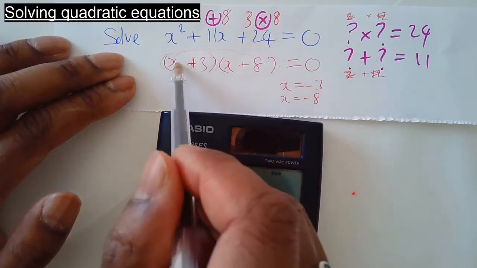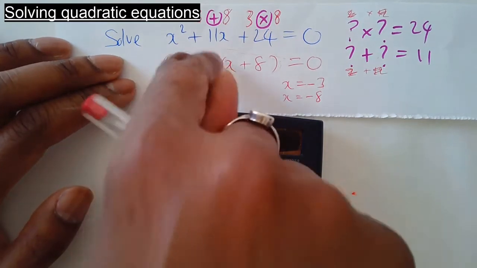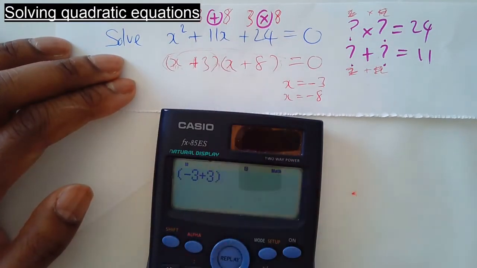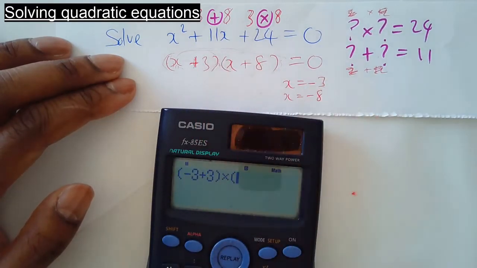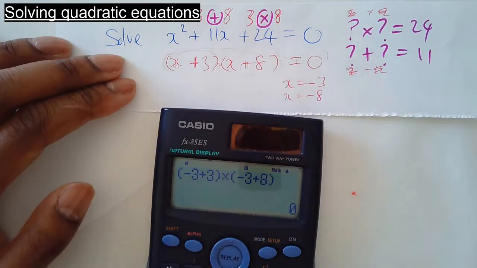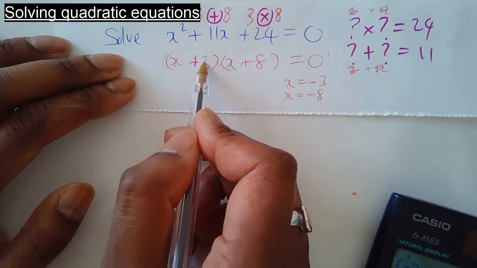Let's put the minus 3 in there. Minus 3 plus 3. Remember, there's a times symbol in between. Replace x with minus 3. Remember, we're working with minus 3 at the moment. Just testing at minus 3. Plus 8. Look, so when you substitute minus 3 in there, you get 0. Obviously, because when you put minus 3 in there, the whole thing becomes 0. 0 times anything is 0.